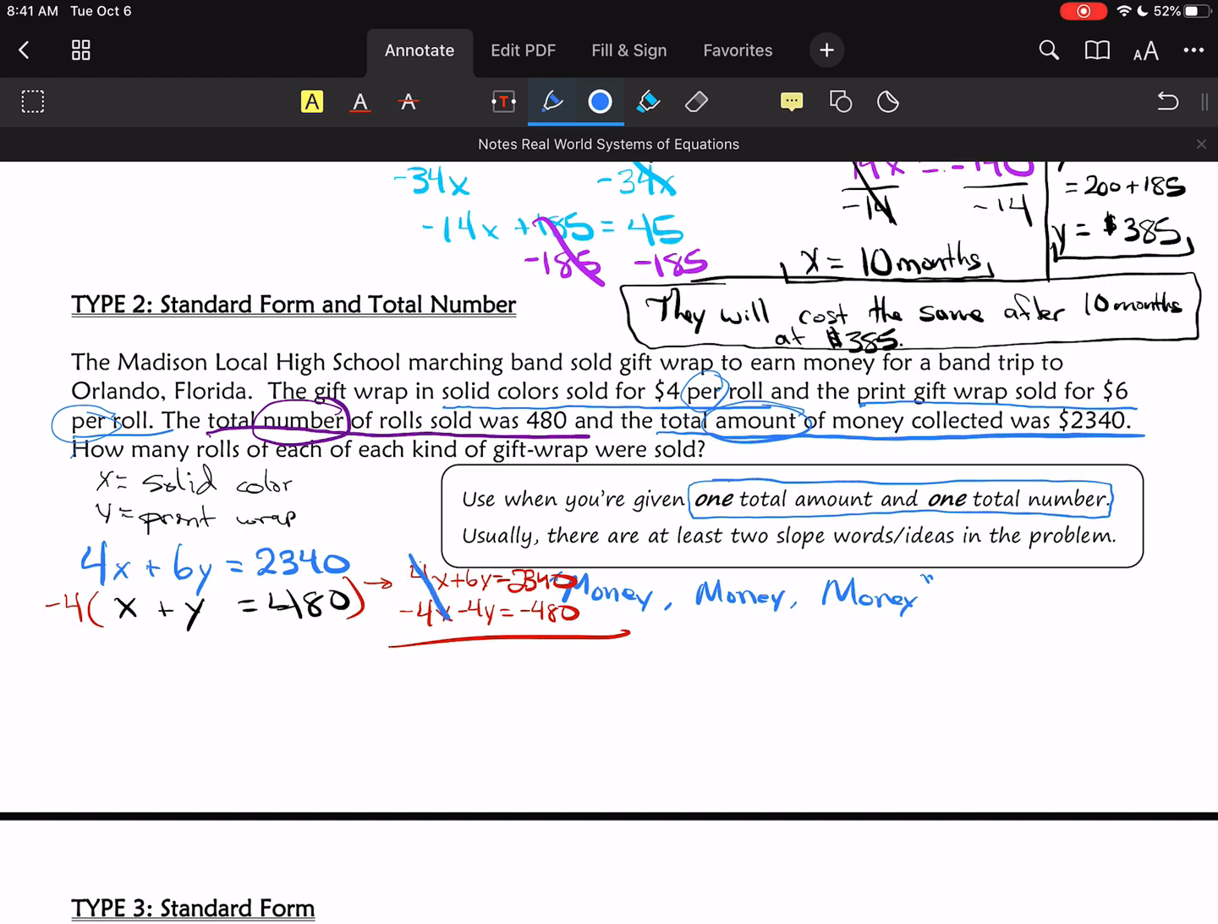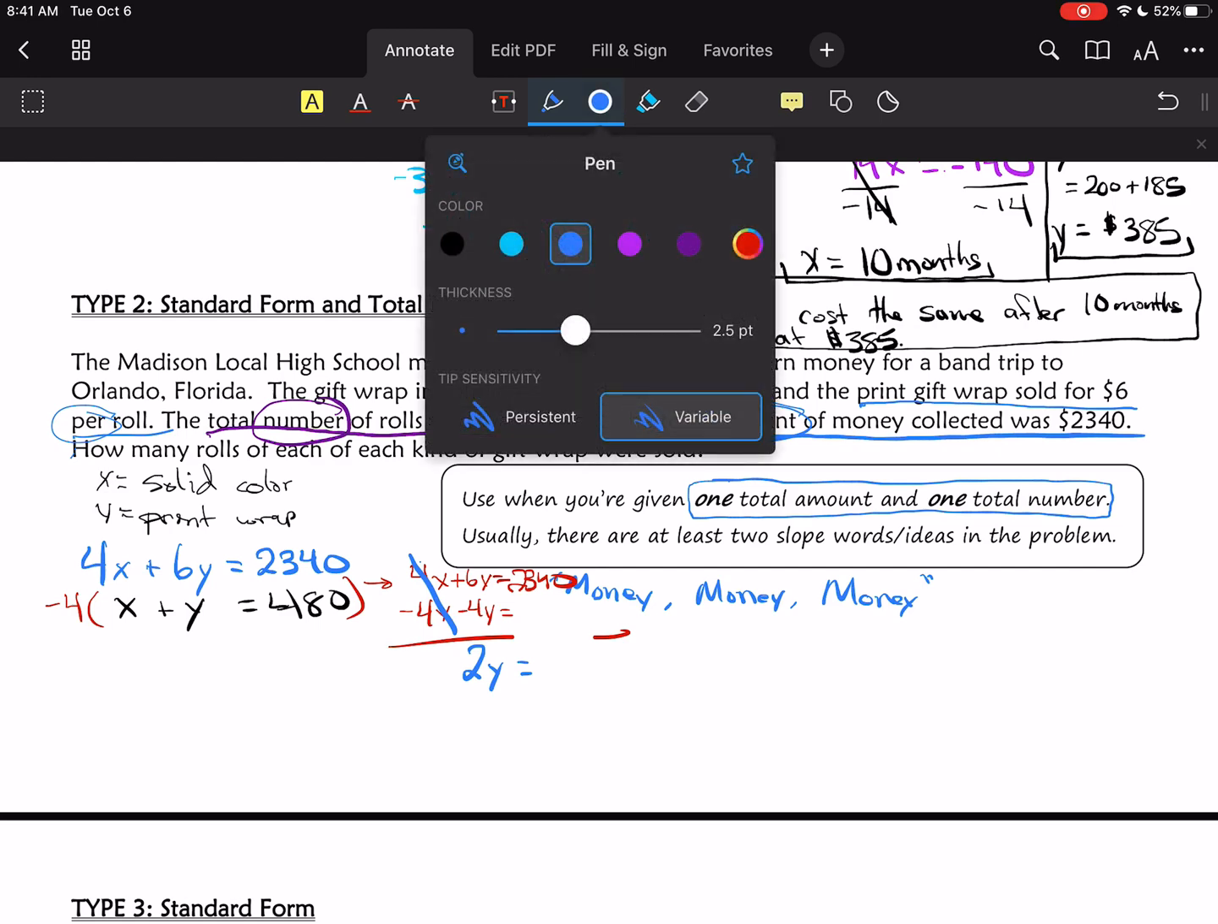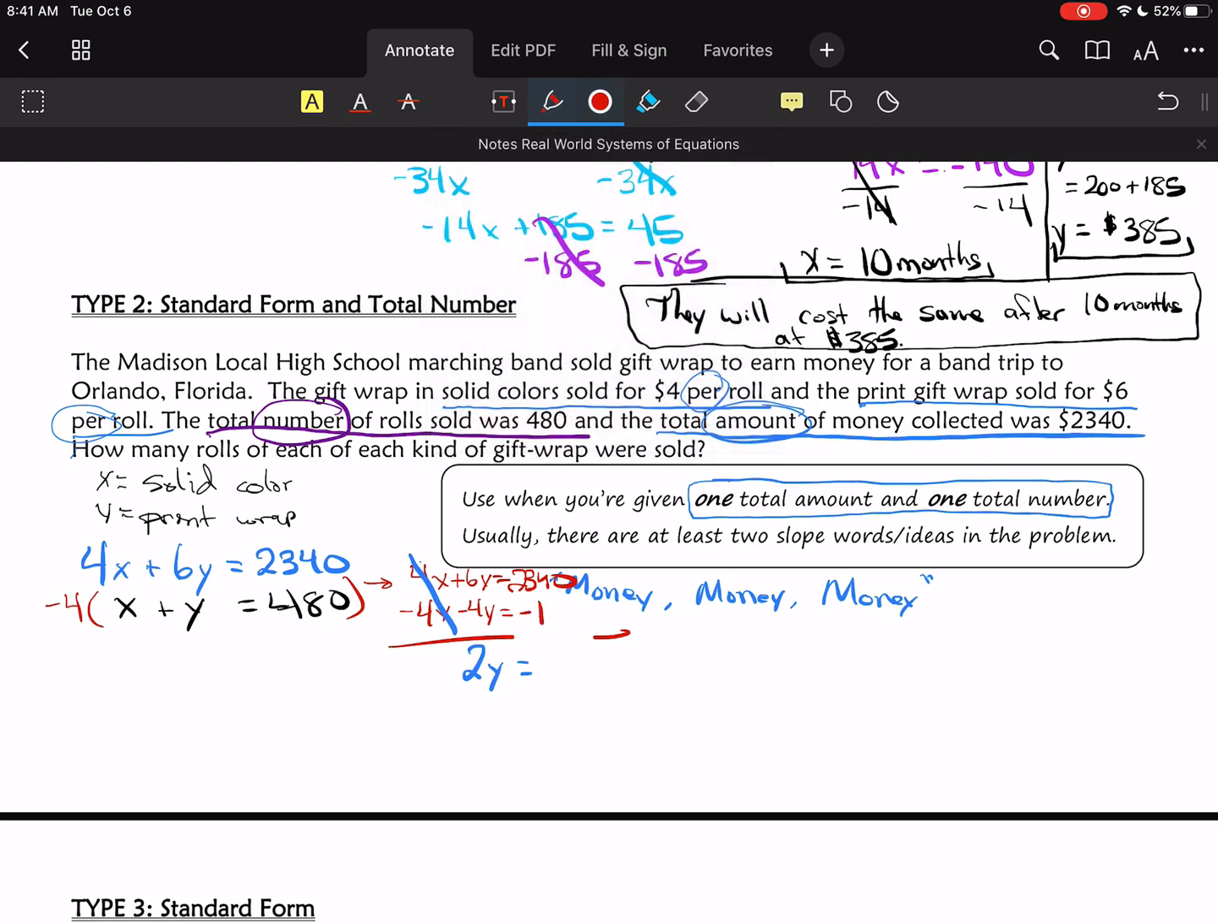So the 4x and the negative 4x cancel. 6y plus negative 4y is 2y. And then 2,340 minus 480. Oh, sorry, that wouldn't be 480. Negative 4 times 480 would be negative 1,920. And again, use your calculator for that, right? So 2,340 plus negative 1,920 leaves me with 420. So dividing by 2, I get y equals 210.